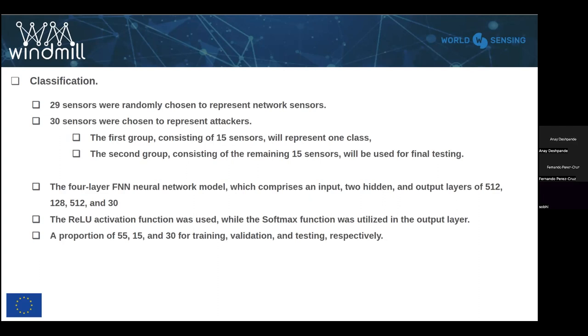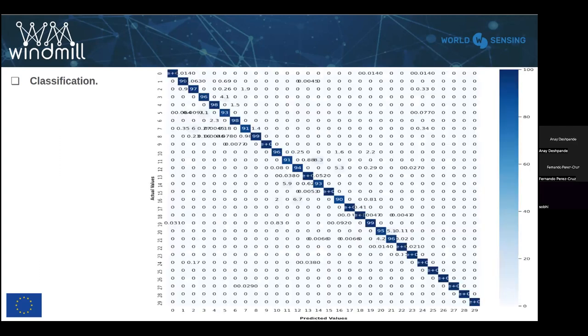So in the same way, the 30 sensors we choose represent the attacker. The first group, we mix their data and use it to represent one class, added to the 29 to become 30 classes. And for the second group, we wanted the same idea for the second test. And this is some information about the structure of the network. And this is the final.